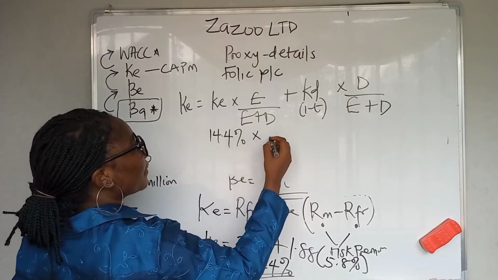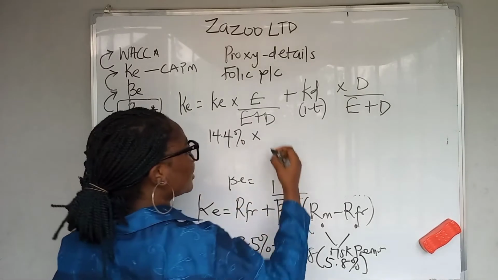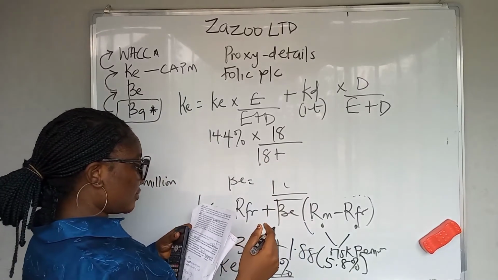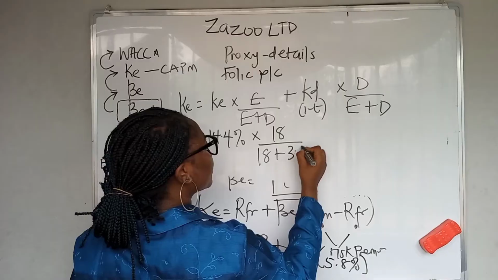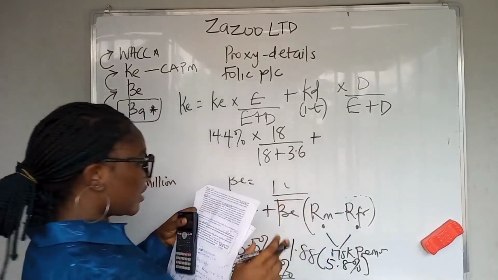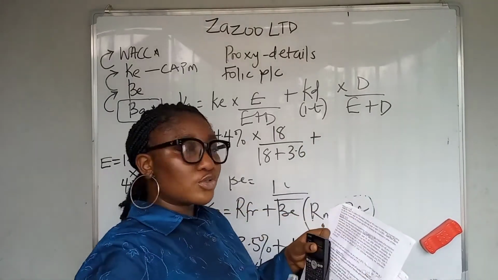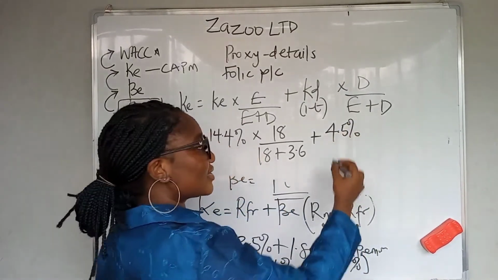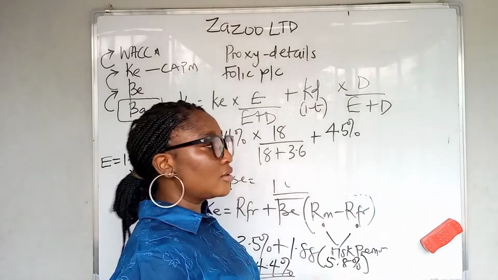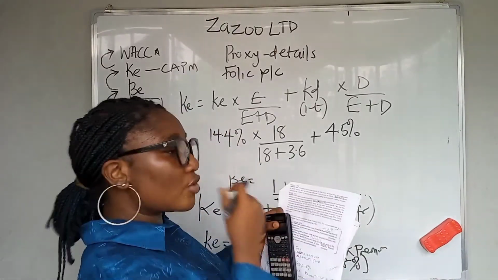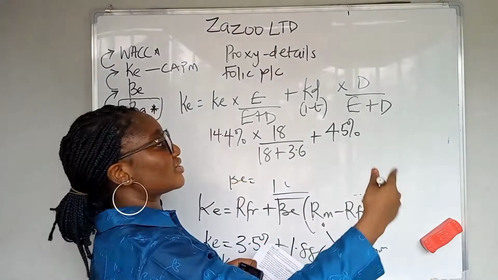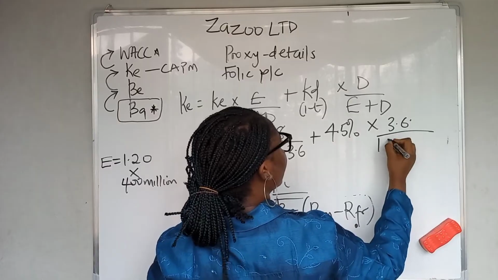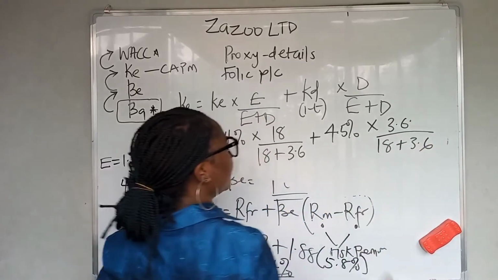Now take your cost of equity, 14.4%, multiplied by equity. What's the value? We've gotten that already to be 18 million, over 18 plus, I think it's 3.6 million for debt. Yes, 3.6 million, plus cost of debt. They said the average after tax cost of debt is 4.5%. Just write 4.5%. Don't put after tax again. That is 1 minus 0.25, because they've said that the average after tax cost of debt is 4.5%. So you don't need to post tax it again. Okay, multiply by 3.6 million over 18 plus 3.6 million.